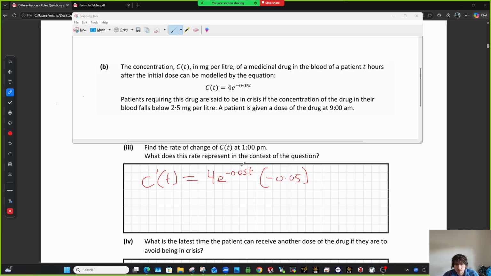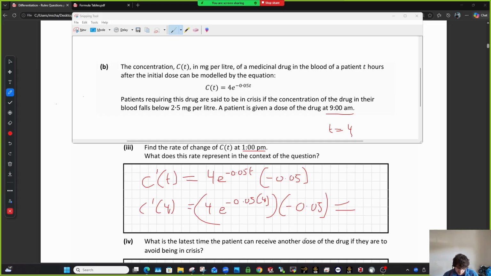Yeah, so that's it. And we were told to get this at 1 p.m. and this is 9 a.m. that t starts, so t really is equal to 4 here in this question. So we really want c dash 4. And then that's 4e to the minus 0.05 bracket 4, and then the whole thing is multiplied by minus 0.05. And then we'll talk about the units afterwards. So let me type that into my calculator.